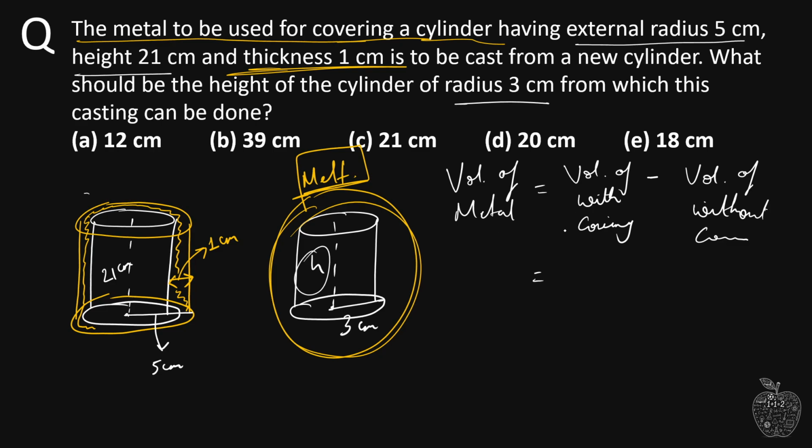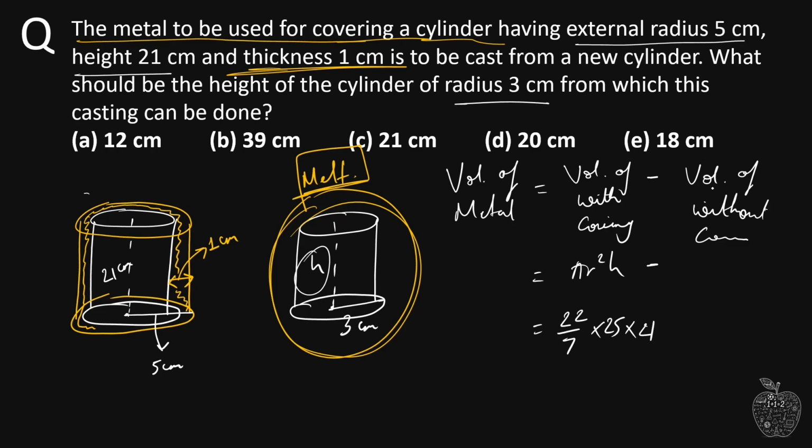What is the volume of a cylinder? It is pi r square h. First let's calculate the volume with covering. Pi r square: pi is 22/7. Now r here is 5 centimeters, because from the center to the covering, the radius is 5 centimeters. So 5 5s are 25, and h is given to us as 21 centimeters.